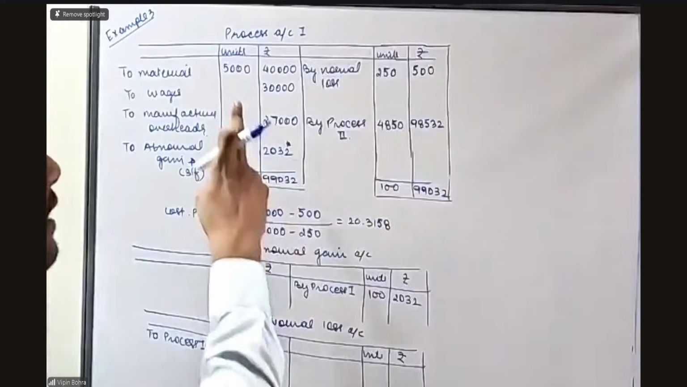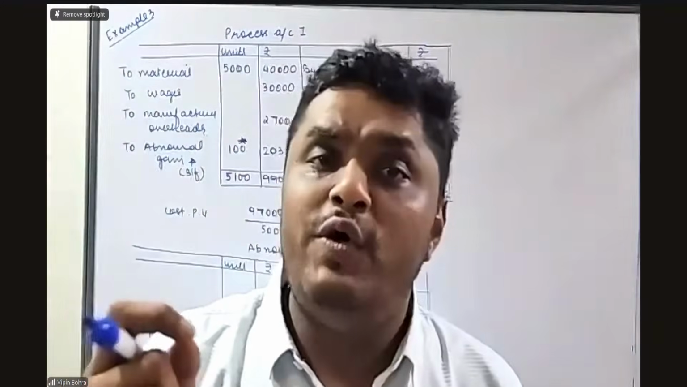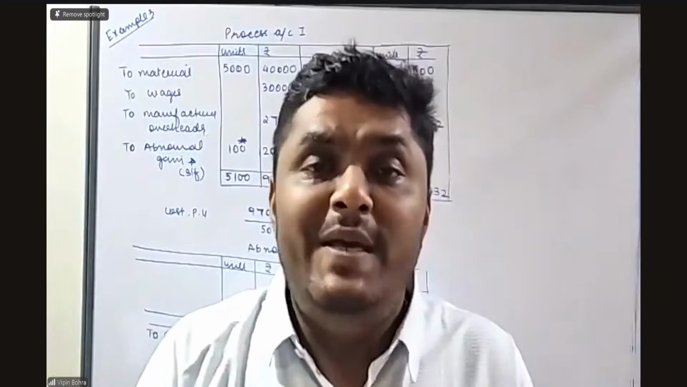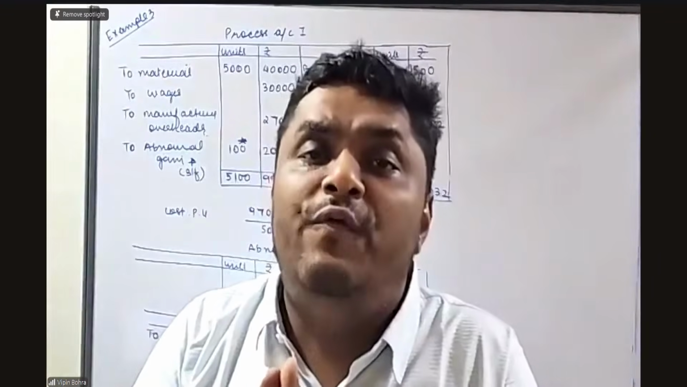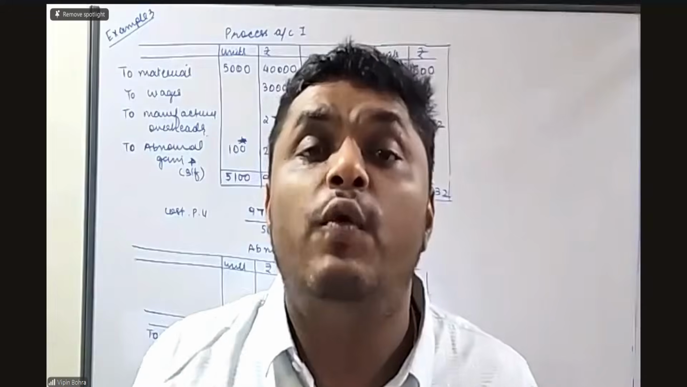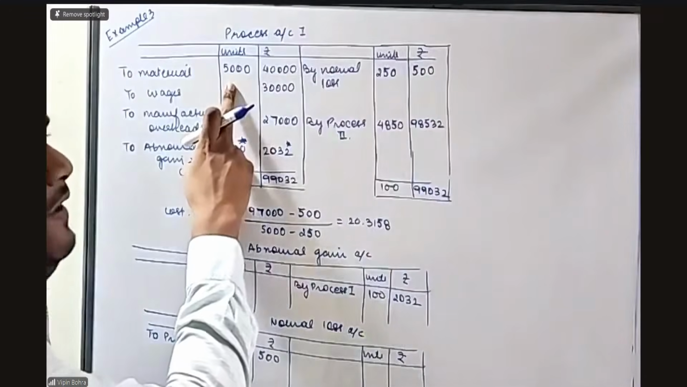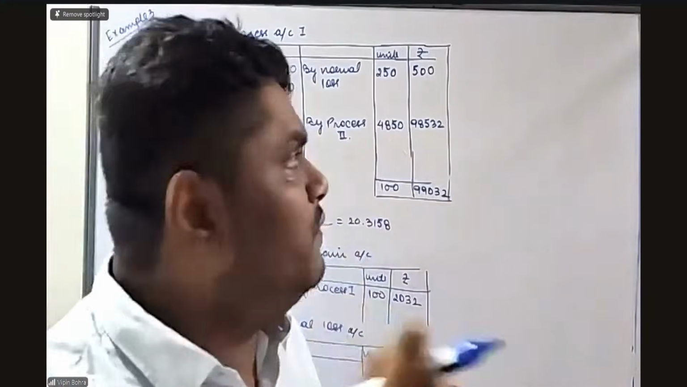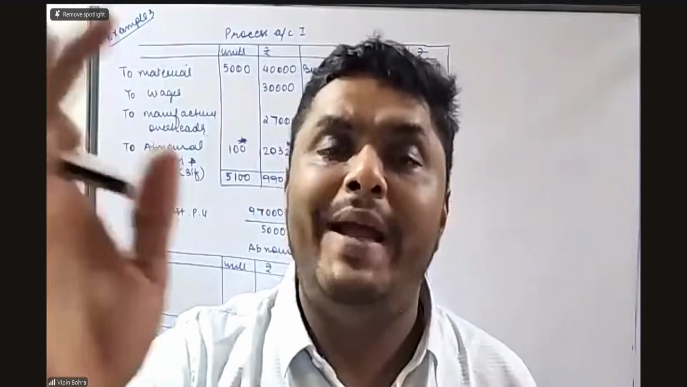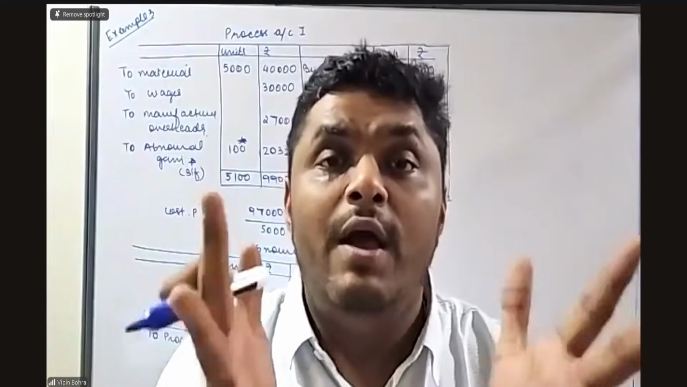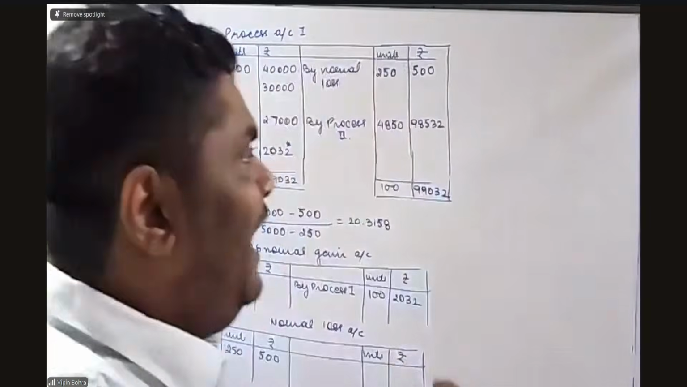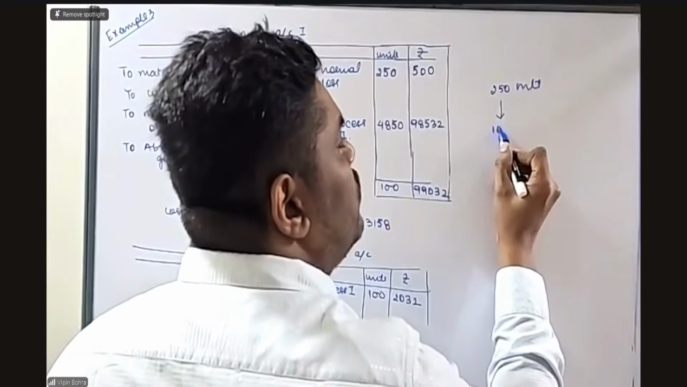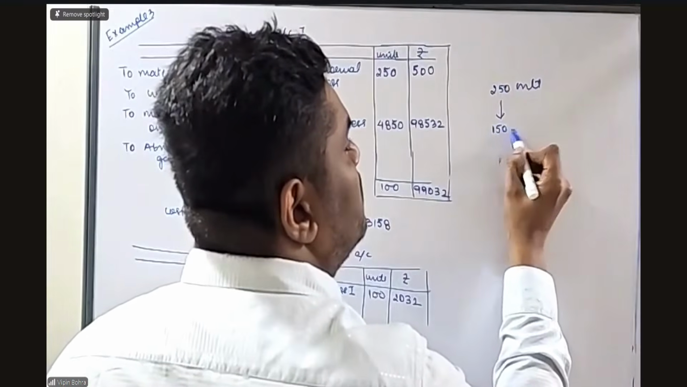So now, my expected production was 4750. However, my actual production is 4850. So it means what? I was expecting a loss of 250 units. However, there is a loss of only 150 units. See, 5000 was my input and output was 4850. My input was how much? 5000 units. However, my output was 4850. It means my loss is only 150 units. I was expecting a loss of 250 units. However, my actual loss is only 150 units.